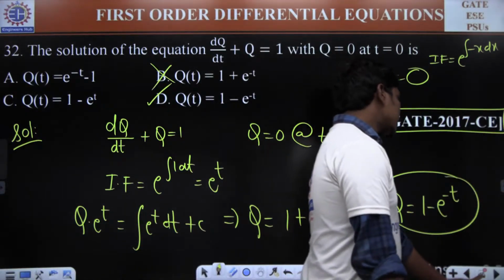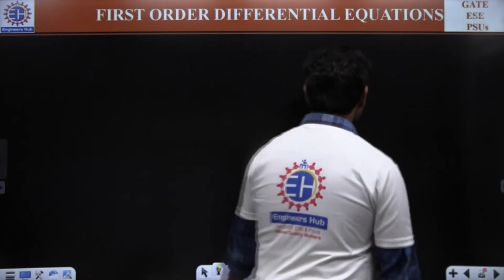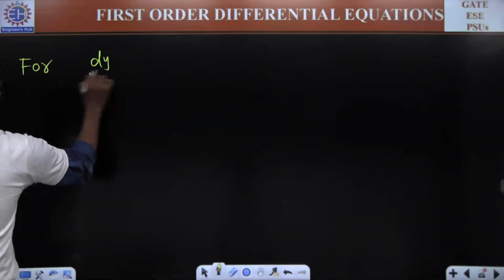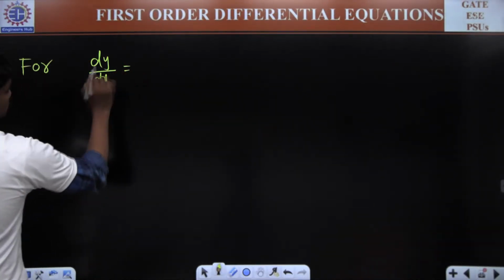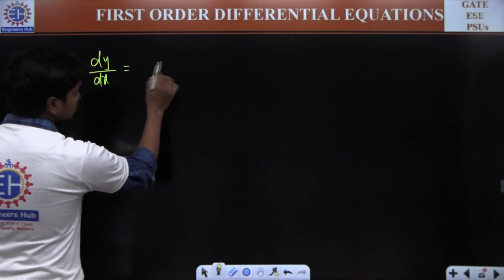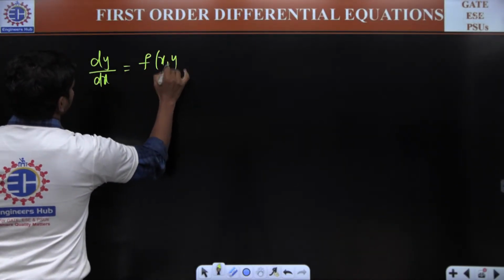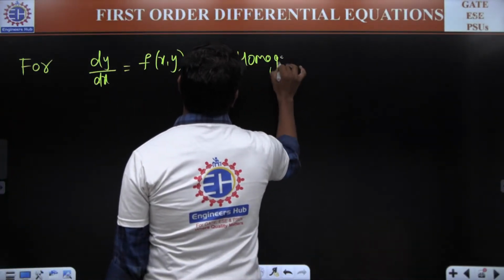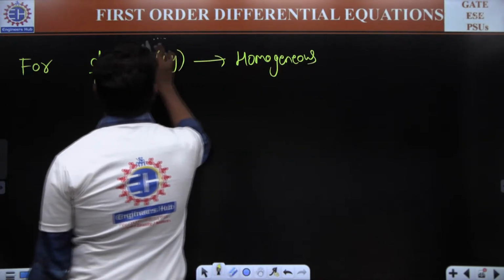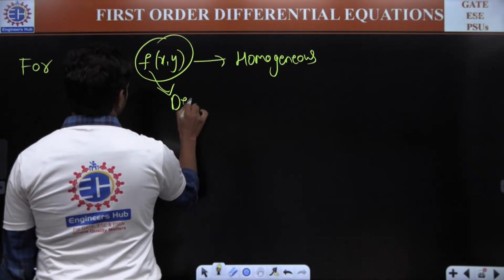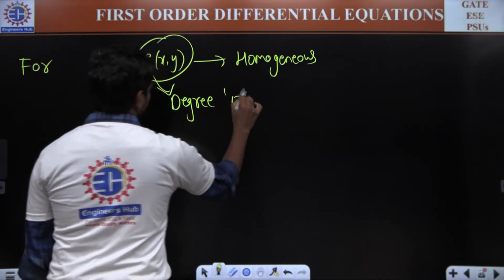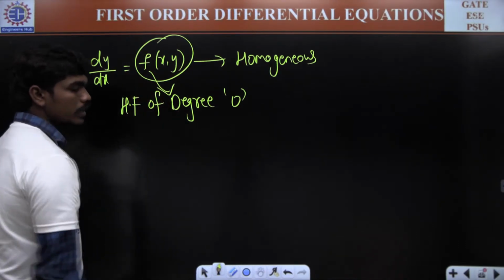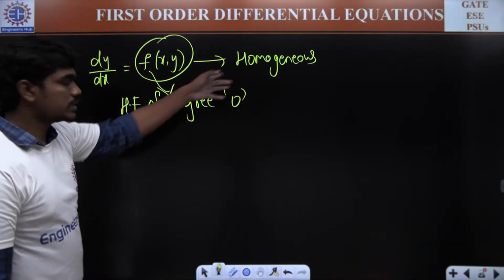Look, in homogeneous equations, I told you clearly, for dy by dx equal to some function of this, you can call this equation homogeneous only if this is a homogeneous function of degree 0. Homogeneous function of degree 0. Only in that case can we call this a homogeneous differential equation.